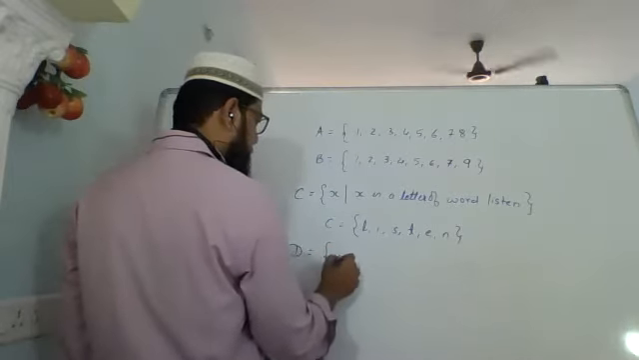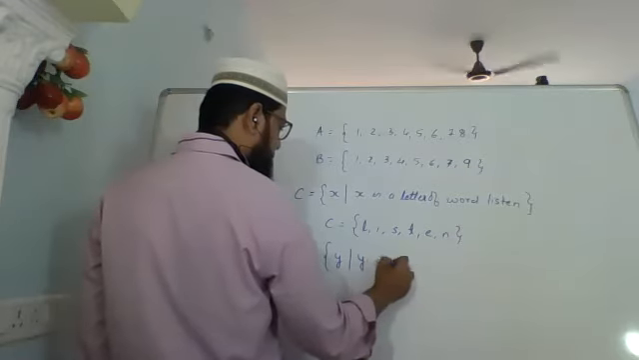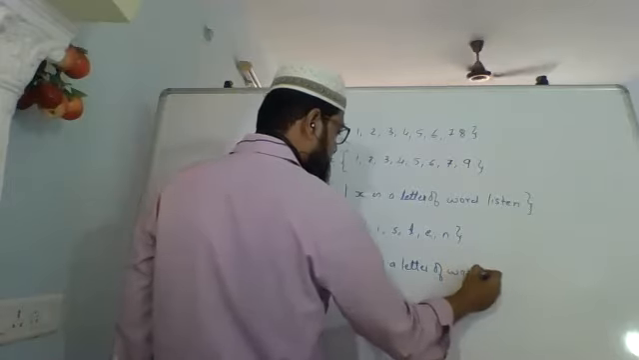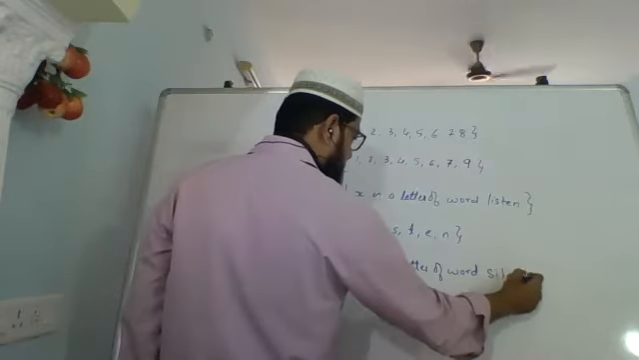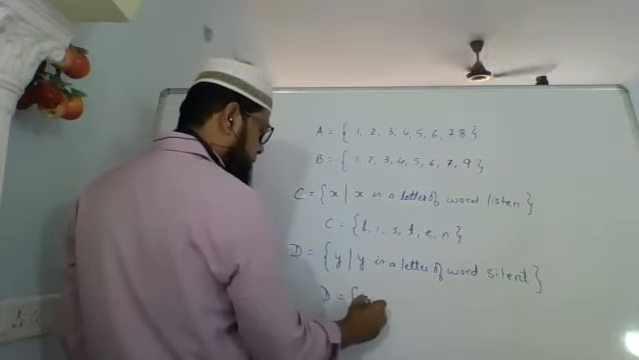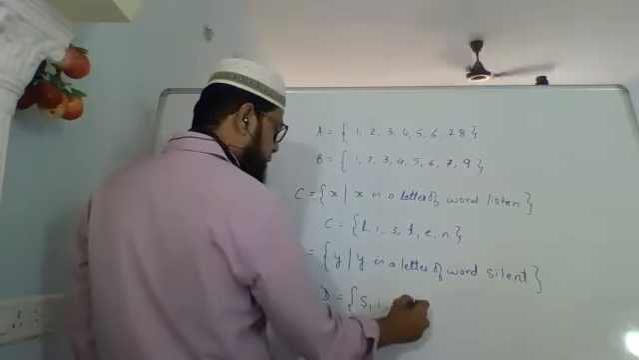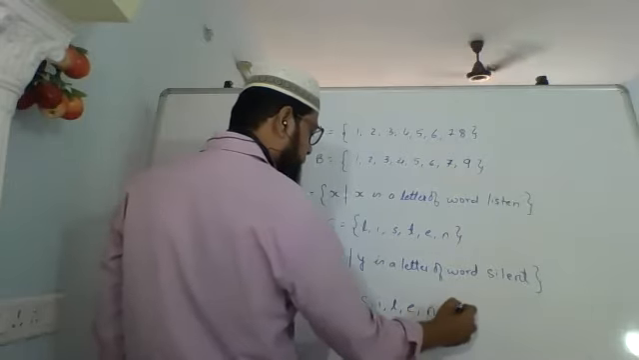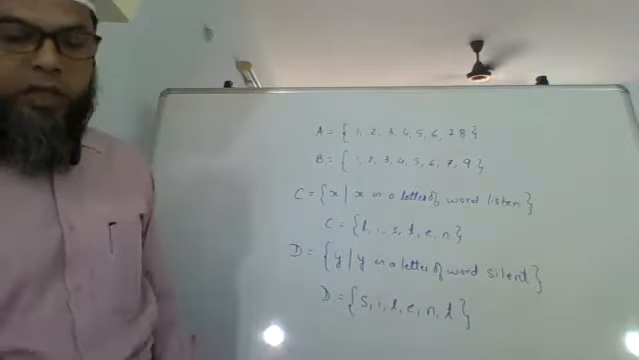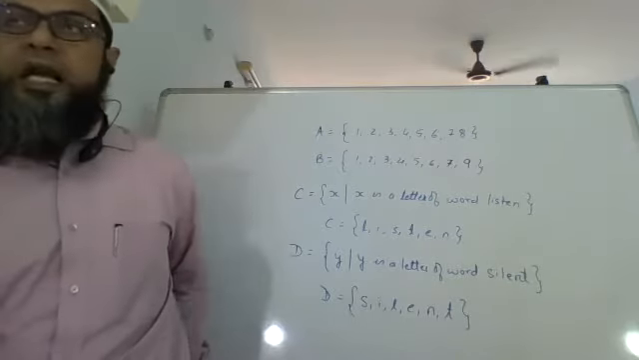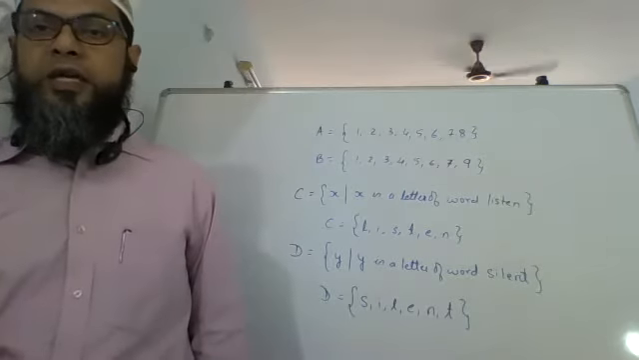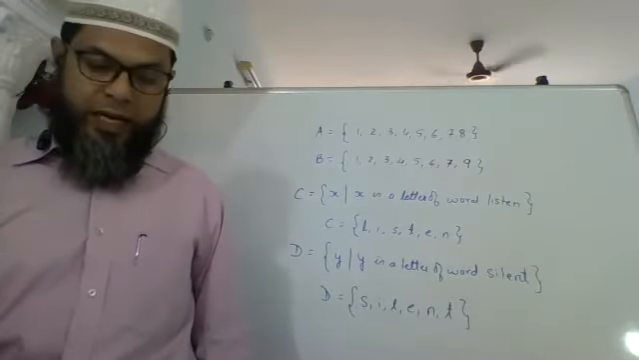D is a set of all Y such that Y is a letter or an alphabet of the word silent. So what will D be? D will be S, comma I, comma L, comma E, comma N, comma T. Okay. Now here you will see all the alphabets that are there, or all the elements that are there in C are also there in D, and all the elements that are there in D are also there in C.